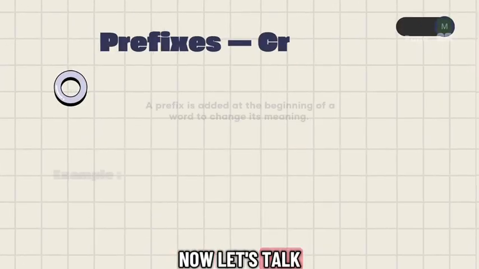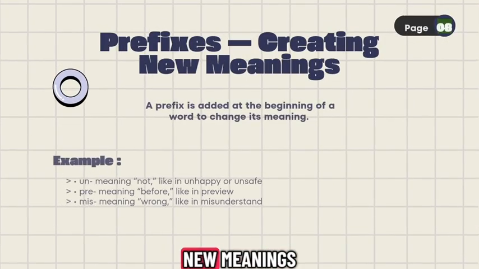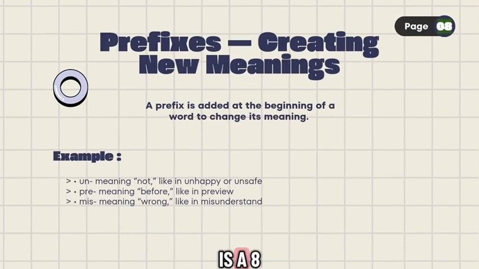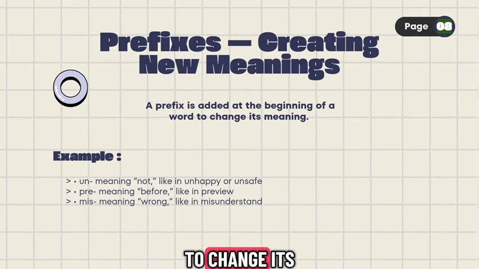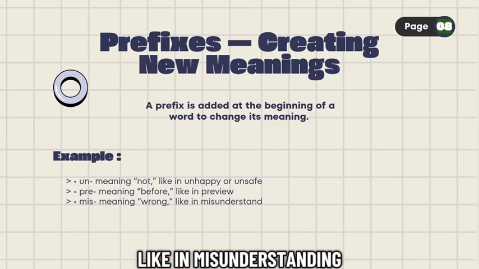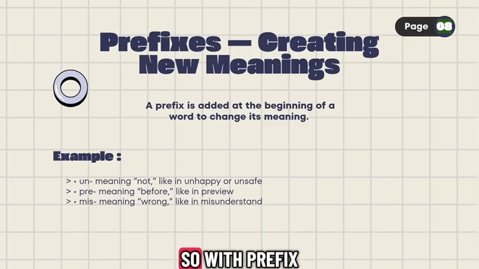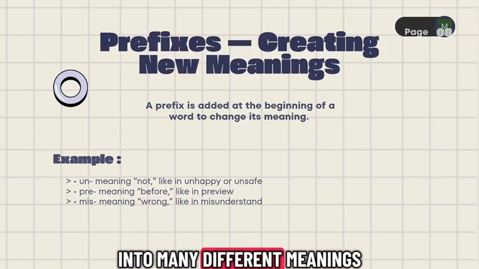Now, let's talk about prefix, creating new meanings. A prefix is added at the beginning of a word to change its meaning. For example, un meaning not, like in unhappy or unsafe. And then the second one is pre, meaning before, like in preview. And the last is mis, meaning wrong, like in misunderstanding. So with prefixes, a simple base word can transform into many different meanings.